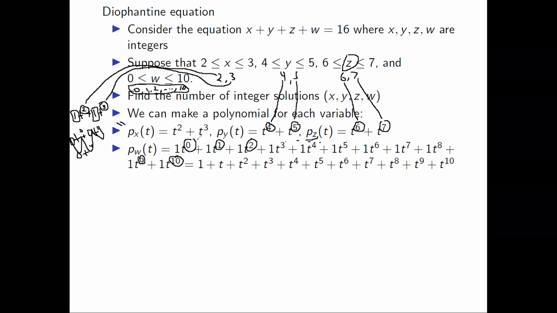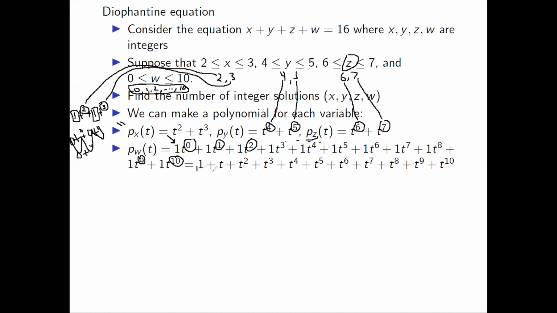So for all the possible values for w, the power of t corresponding to that value has a coefficient of 1. There's one way for w to take on that value. Any power of t which is not equal to t to the 0, t to the 1, t to the 2, all the way up to t to the 10, like t to the 11th, t to the 12th, and so on, all of those coefficients are 0, because there's no way for w to take on any of those values beyond 10.